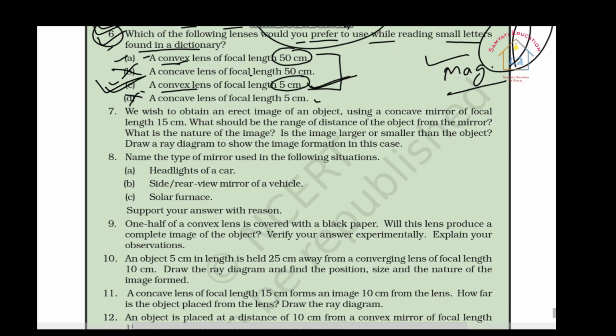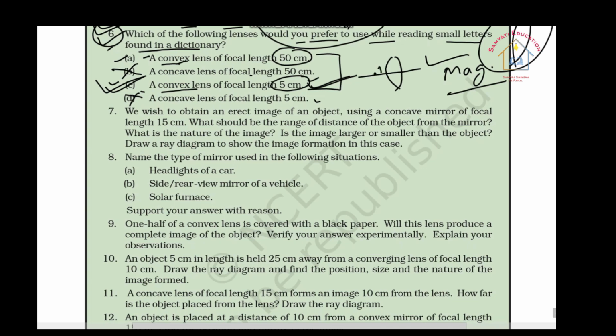Here we will use a convex lens of 5 cm, because if a lens has less focal length then it will magnify more. Like this is a lens of minimum focal length, then it will magnify letters more and more.